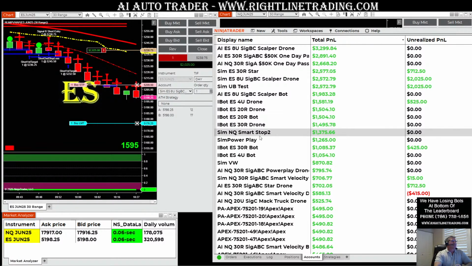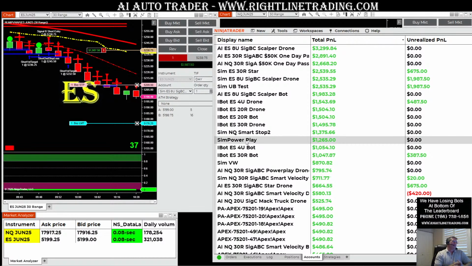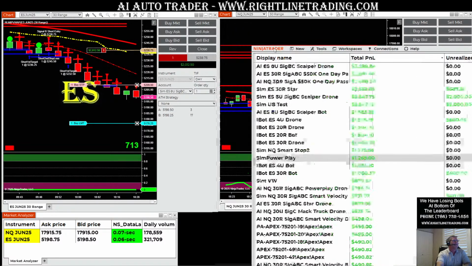The NQ Smart Stop. This is our velocity, our 30 range velocity without the velocity filter. Didn't need it today. We had a beautiful trend to the downside the entire session. When the market opened, they did give us the old head fake, and the market went up at first. But it never could clear that area of resistance, remember? In the very beginning of the session.